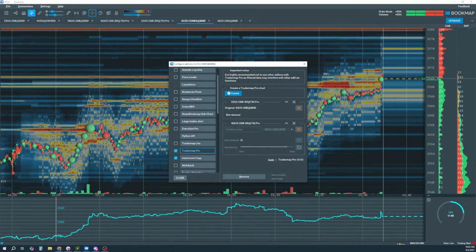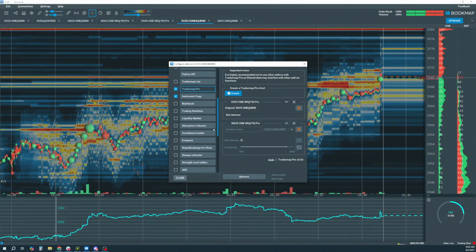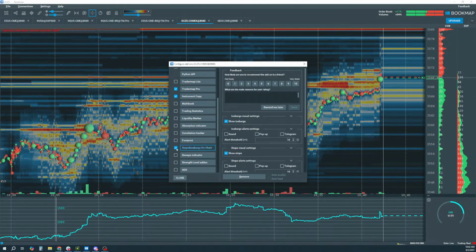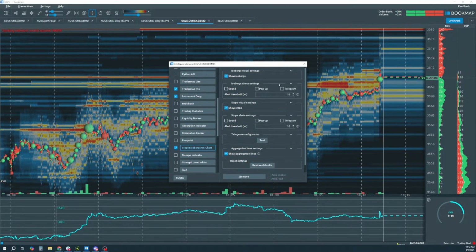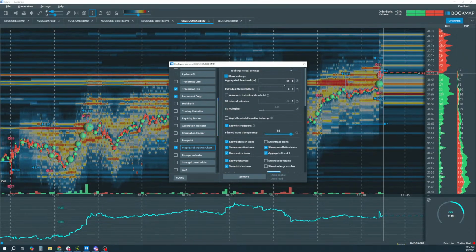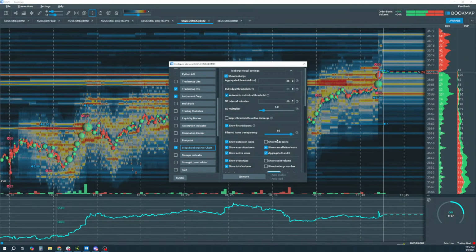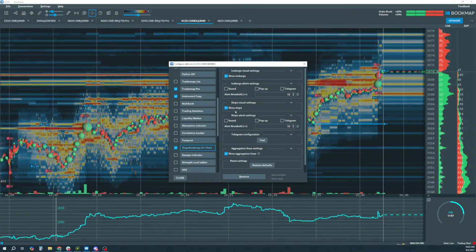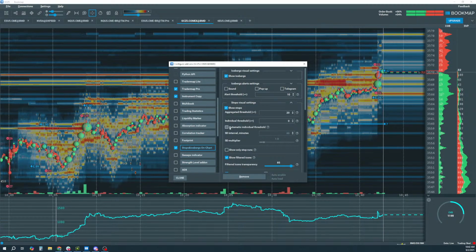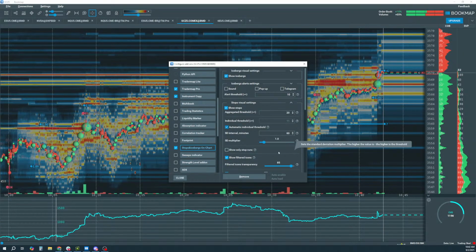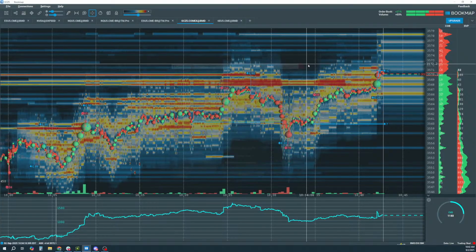And let's throw some stops and icebergs on this one too. I'm going to use the automatic threshold, and also for icebergs, automatic threshold. Here we go.